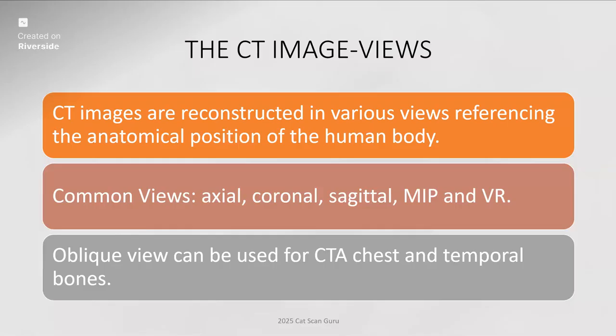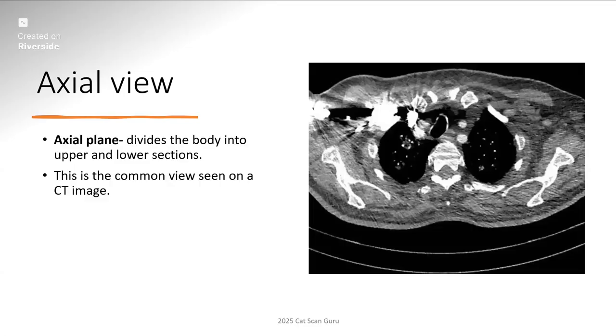So we reference everything to anatomical position, which we learn early on in x-ray school. Now, here is an image. This is a typical axial view. So when you scan a patient, the picture on the right is exactly what you'll see. So it's in an axial plane. Remember, anatomical position. So it divides the body into upper and lower parts. So you go from superior to inferior. So from the very top of the lungs all the way to the adrenal glands, for example, for a chest CT. So this is the common view that we see on a CT image all the time.